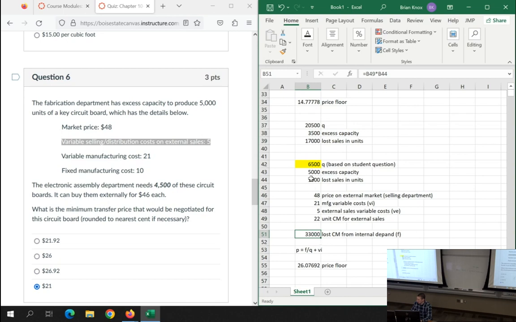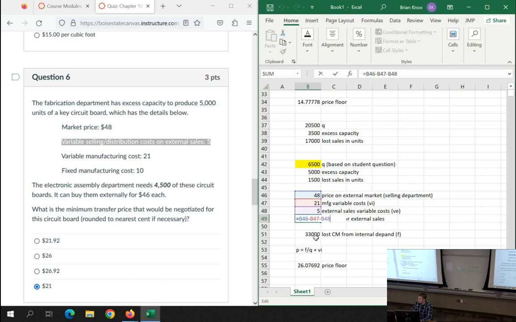So that's F, this is Q, and VI, you said, is the same as in this question, so it's 21. And so we should be able to use that same equation there. F over Q plus VI, $21, gives us a floor of 26.08, it would round to. Is that one of the answer choices? Yeah. Good.